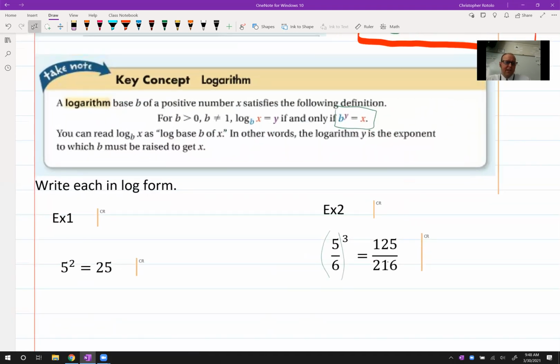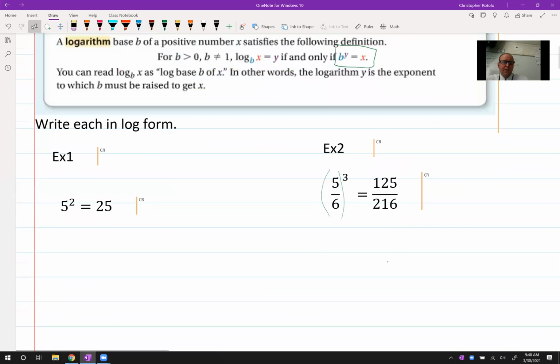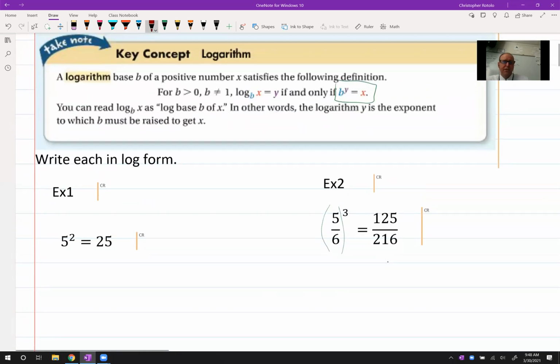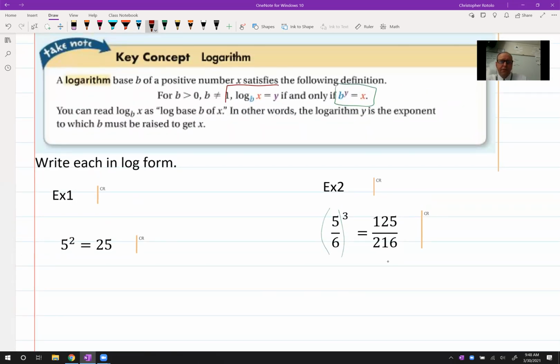All right, so we're going to take this exponential equation, right? 5 to the second power is 25. We'll agree with that, right? So this is the base to some power equals 25. And I'm going to go straight to, here's the next thing. Here's what we're going to work on. All right, log base b of x equals y, right? That's how we say it. Log base b of x equals y.